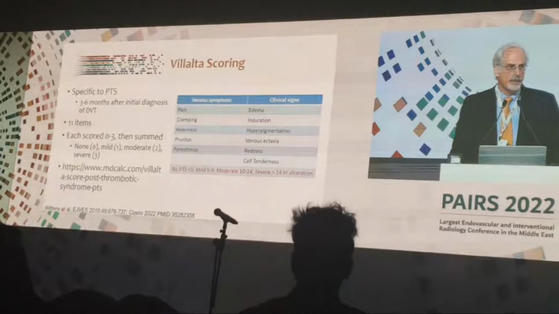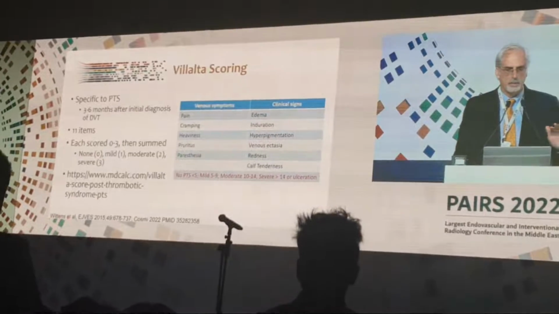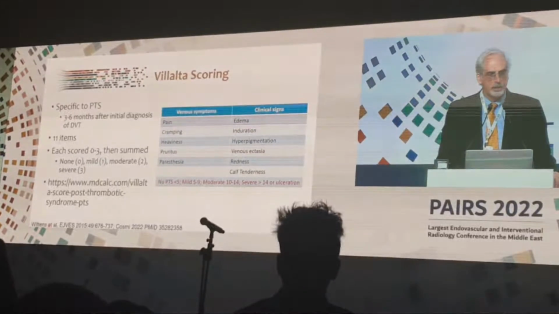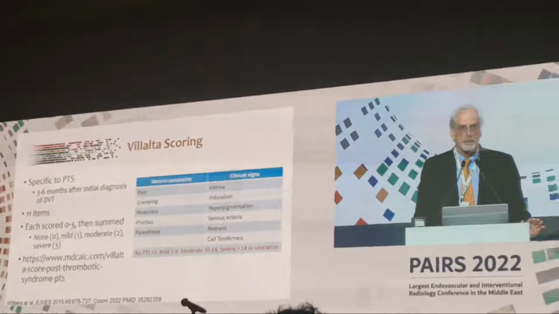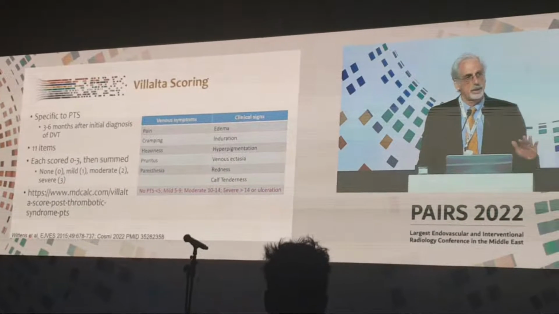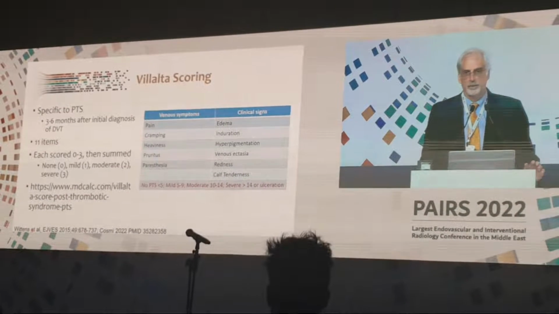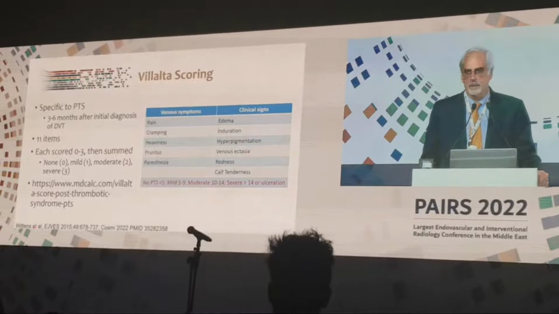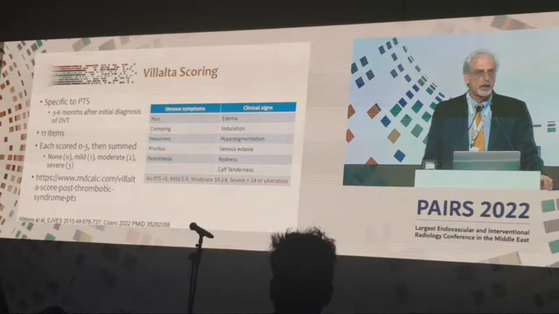This is specific to post-thrombotic syndrome, so you can't really apply it to somebody who just has reflux disease, although you'll actually see it used that way. And it really should only be used 3 to 6 months after the initial diagnosis of DVT, although you need a baseline. So this is sort of a conundrum here, because you want to know what the baseline was in order to understand whether you have a new problem.